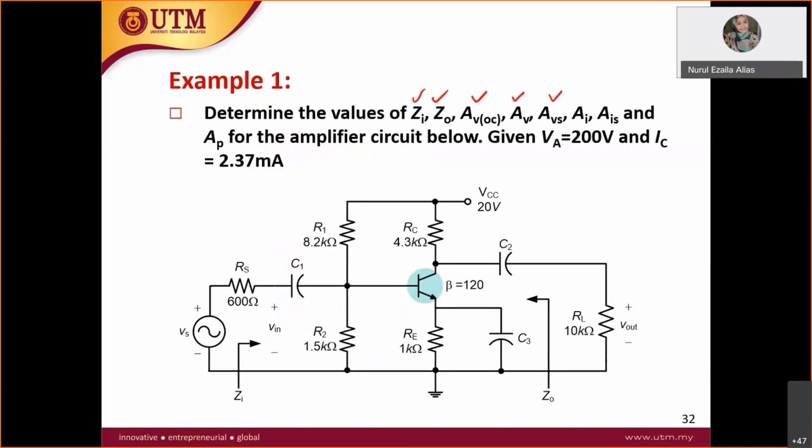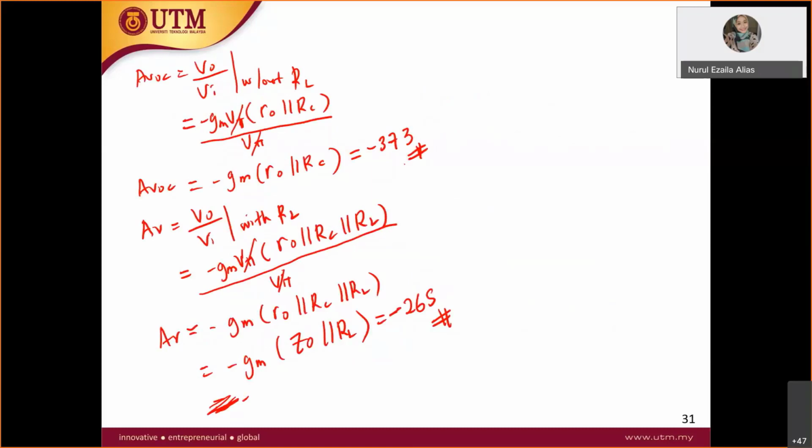If you still remember, AVS is equal to V out over Vs. But AVS has been shown in the last class. We make use of it. So V out over V in times V in over Vs. It's like you cancel out these two. So V out over V in, you already have your AV. So now we are left with V in over Vs.